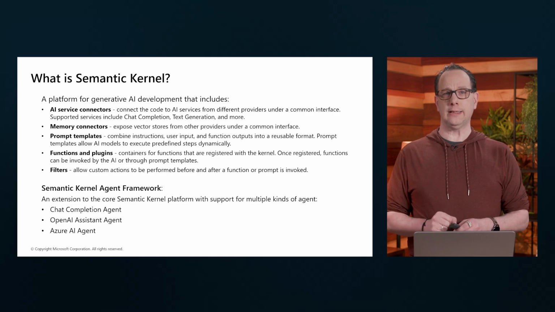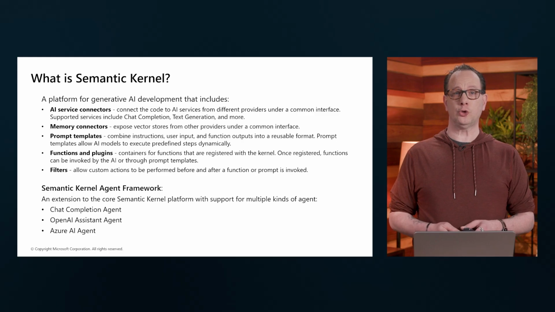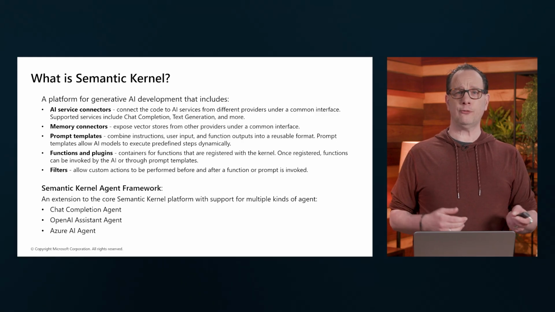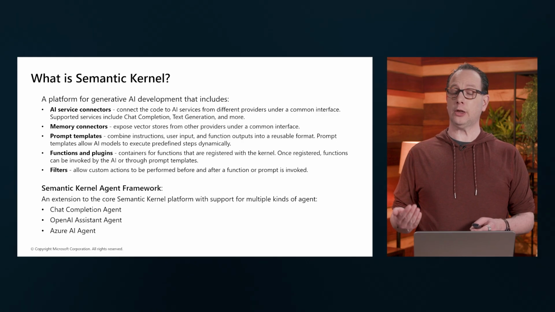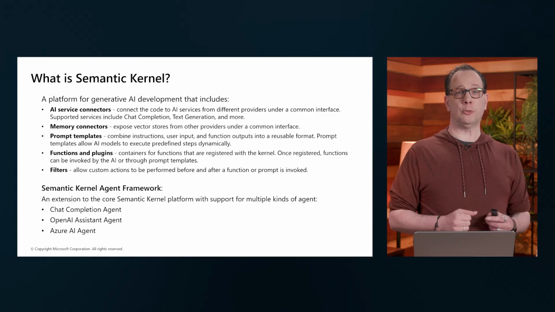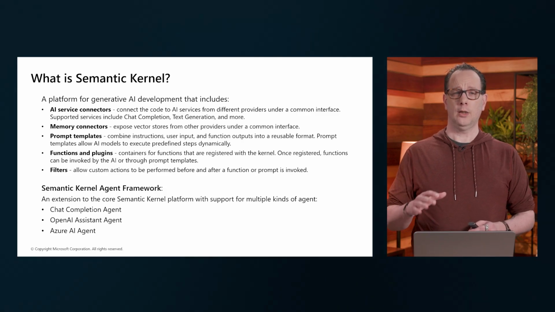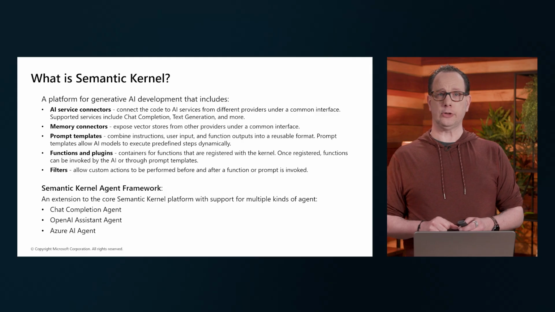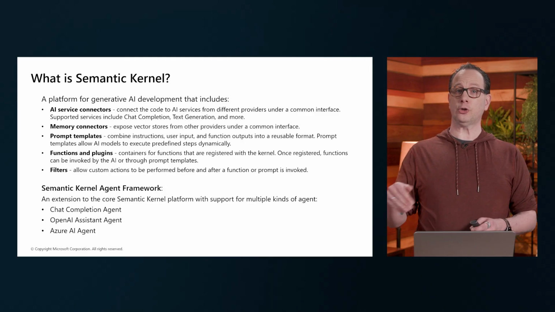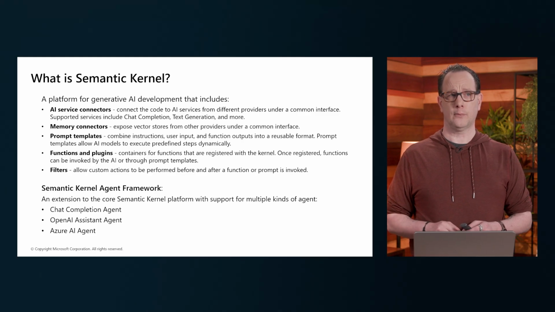The first component is an AI service connector, which are used to connect the code to AI services, coming in from different providers using a common interface. Supported services include chat completion, text generation, and even more. Next, we have memory connectors, which expose vector stores from other providers using a common interface.